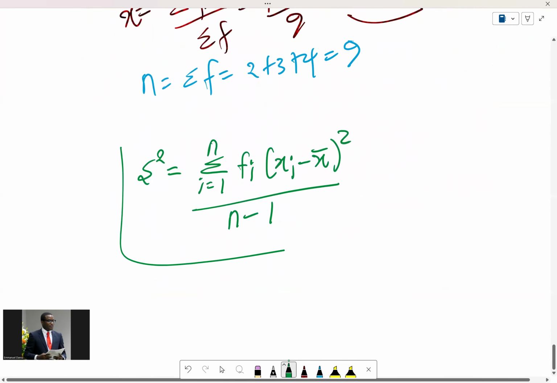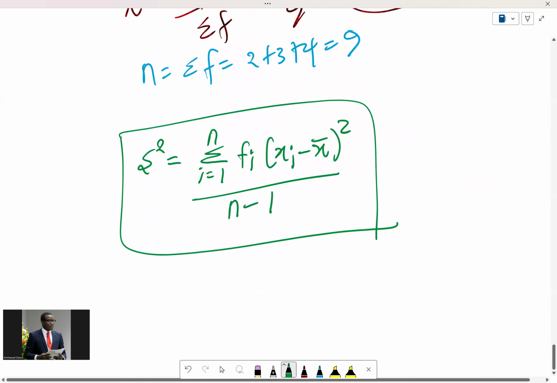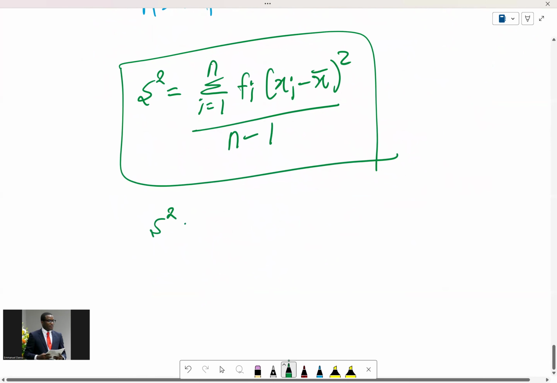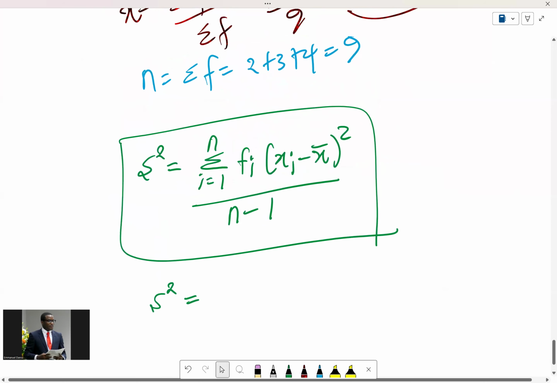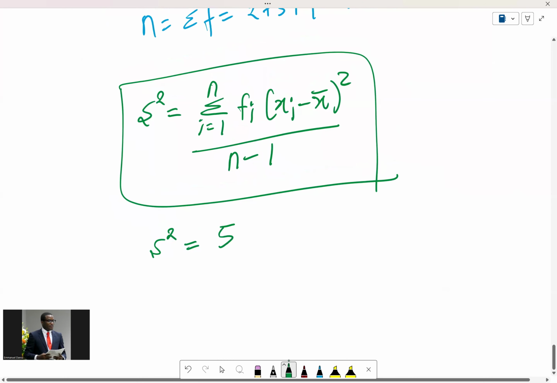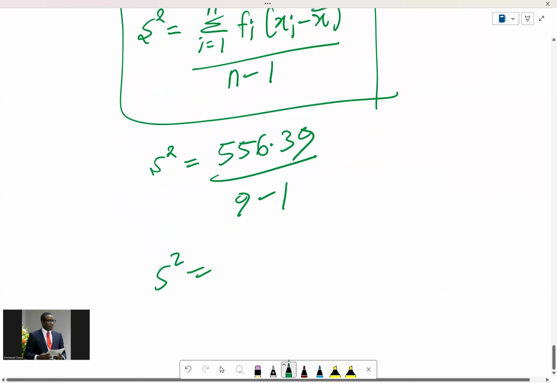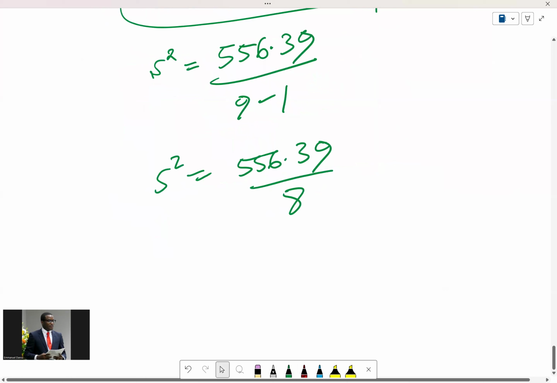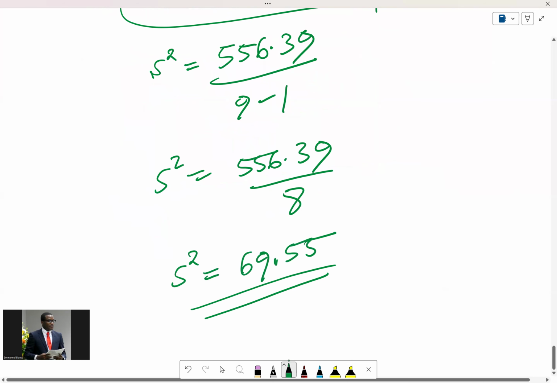So it's always very good to start with the formula so you can follow it to get the components you need. From everything we've got now, s squared is the summation from i equals 1 to n, which is this value here, 556.39, divided by n minus 1, that's 9 minus 1. So you have s squared equals 556.39 divided by 8. And it means that the variance is actually 69.55 for that grouped data.